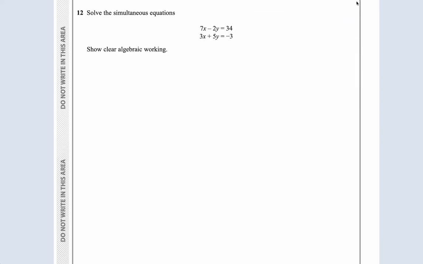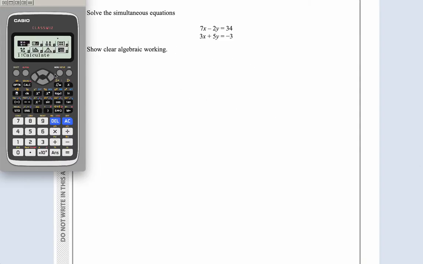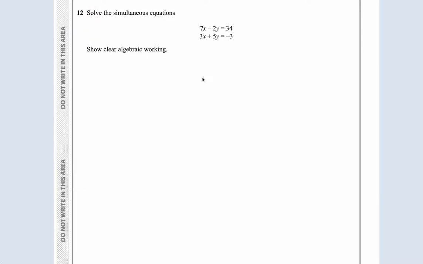Okay, question 12. Okay, simultaneous equations. It says solve this, so we need to find x and we need to find y. Now your calculator can do this, guys, straight away in one go. Let's actually do it. But just to be clear, I'm going to go to simultaneous equations. Number of unknowns is 2, and I'm going to write in 7, -2, 34, 3, 5, -3. Okay, my answer is 4 and -3. So I can get my answers here, but it says show clear algebraic working. If you just write down your answers, you won't get any marks. So make sure you show all your working.